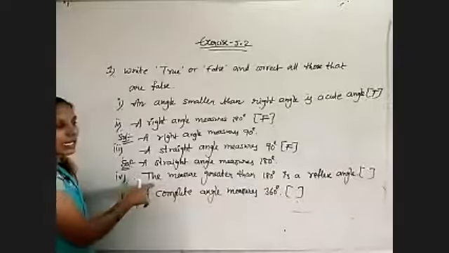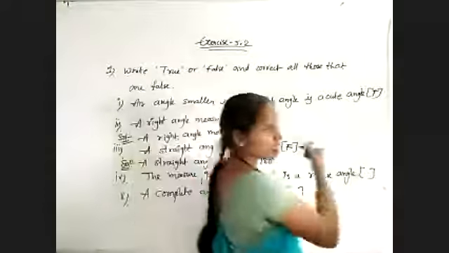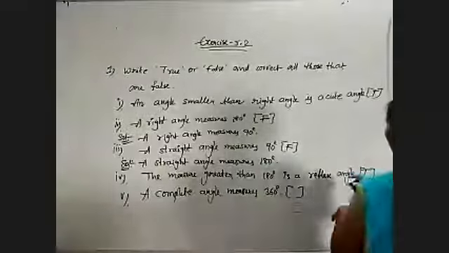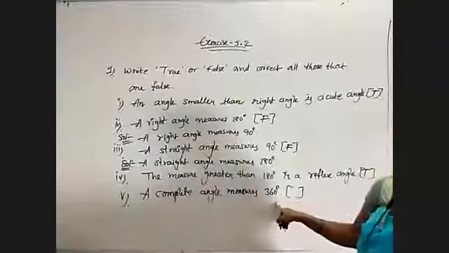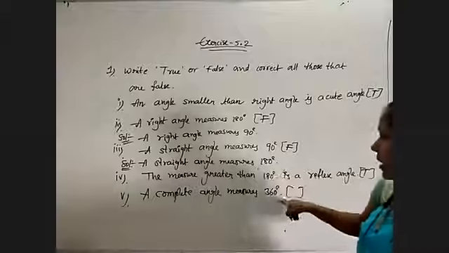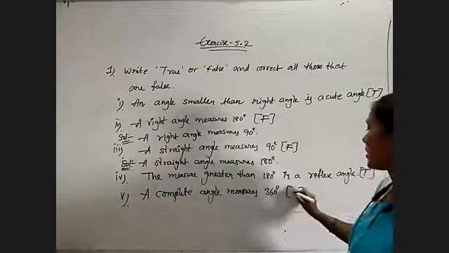Okay. Now fourth question. The measure greater than 180 degrees is a reflex angle. So more than 180. Just now we did so many questions. So it is true. More than 180 is a reflex angle. A complete angle measures 360 degrees. So for complete rotation we are using 360 degrees. That's why complete angle measure is given by 360 degrees. This is correct.